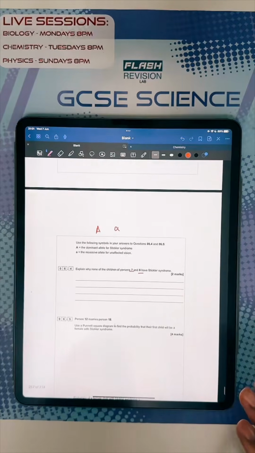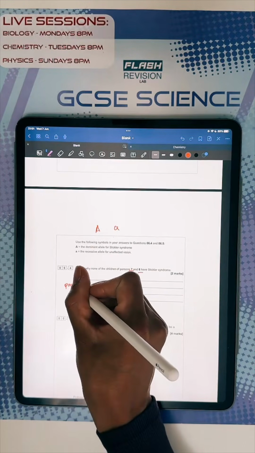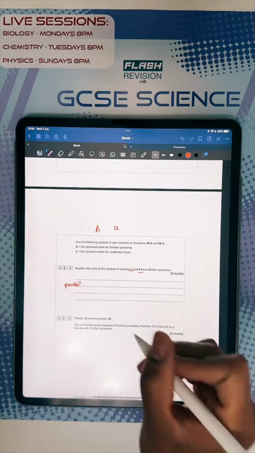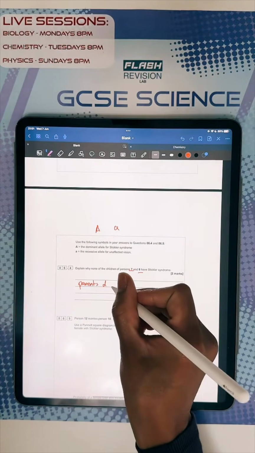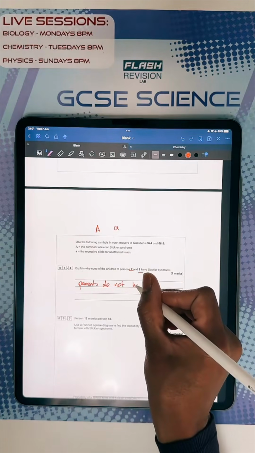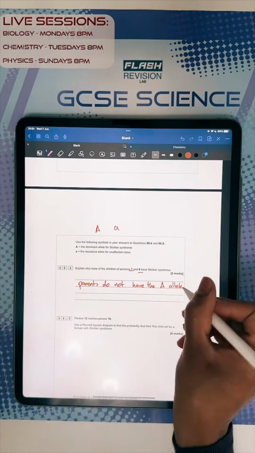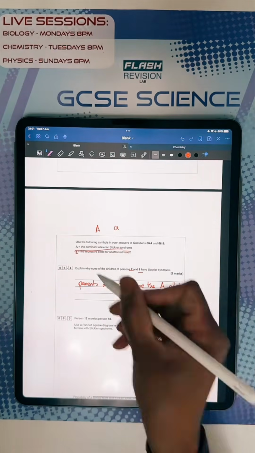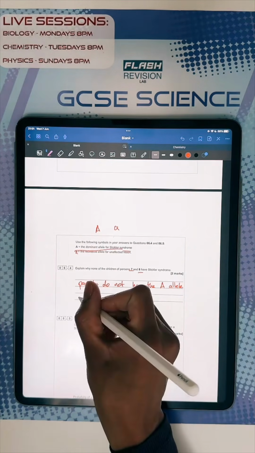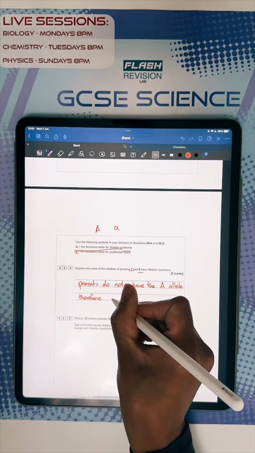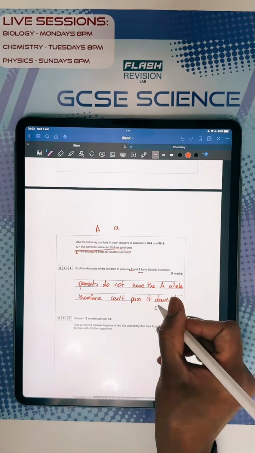So, to answer the question, explain why none of the children have this syndrome: it's because the parents do not have, we'll say, the big A allele. It's okay to say that because in the question, they've basically told you you can use big A for the dominant allele. So you can say, they don't have the big A allele, therefore they can't pass it down to children.